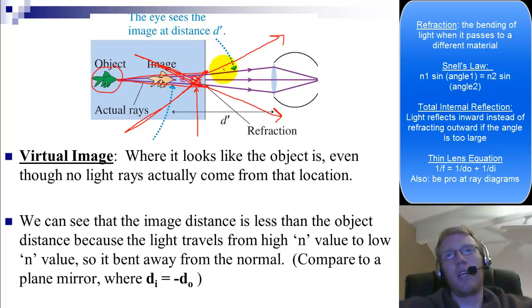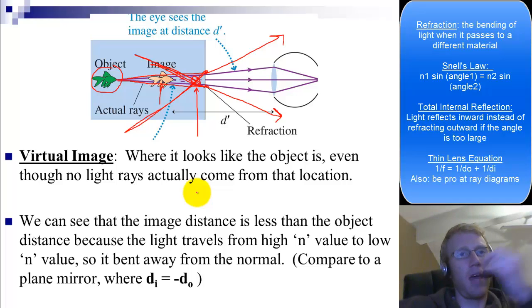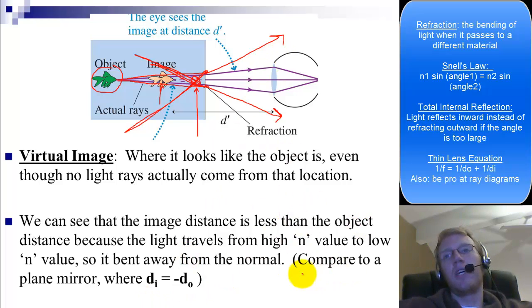If you don't have such a dramatic bending of the light, then the fish will look like it's right there in the picture. So this is a virtual image, because it looks like the object is there, but the light rays are not actually originating from that location or passing through that location. And we can see that the image distance is less than the object distance, so it's closer here. Because of this light bending, because of the n values. With a plane mirror, the distances to the image and the object were equal, but with refraction, the image is going to appear closer.